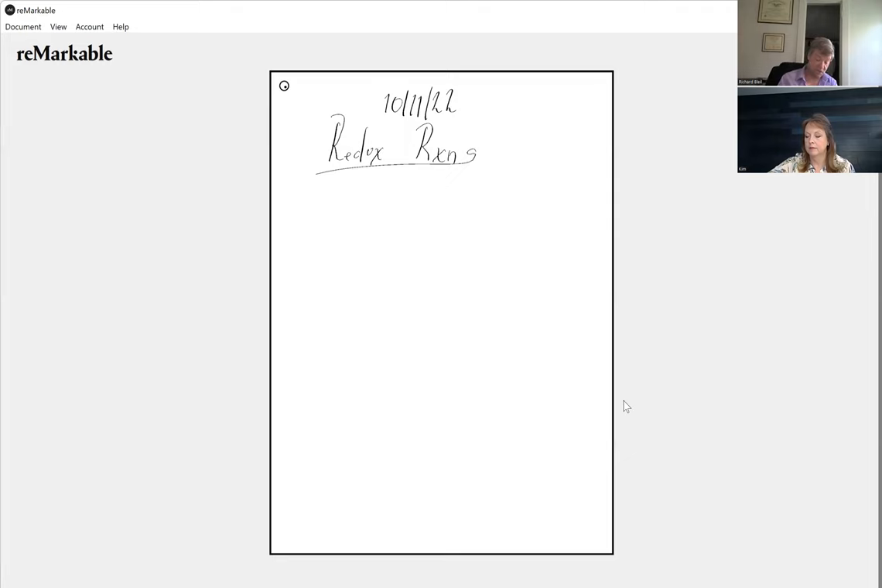Redox is short for oxidation reduction. We call it redox because oxred doesn't quite sound correct. Actually, technically, it stands for reduction oxidation reactions, but yeah, oxidation reduction reactions. Oxidation reduction reactions, or redox reactions, are reactions where you have a physical transfer of electrons.